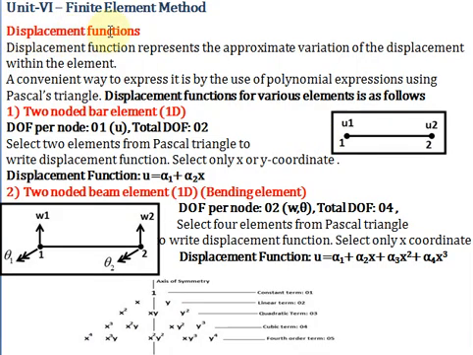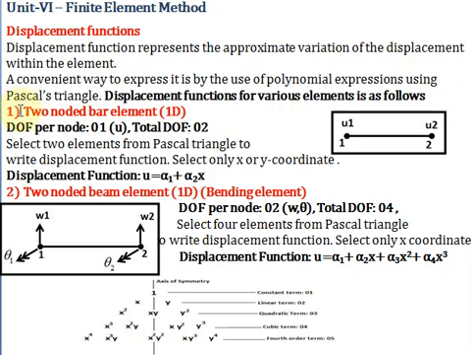So first we'll see the displacement function. Displacement function represents the approximate variation of the displacement within the element. A convenient way to express it is by the use of a polynomial expression using a Pascal triangle. So to write down the displacement function, we have to refer to the Pascal triangle. The displacement function for various elements is as below.